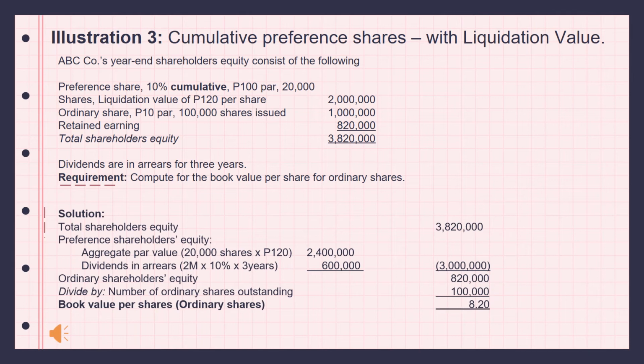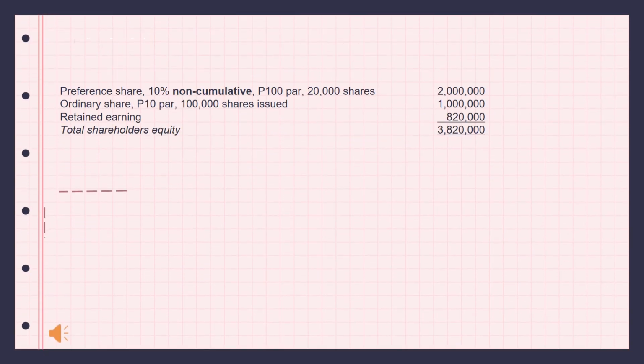So 20,000 shares times 120 liquidation value is equals to 2,400,000. Tapos yung dividends in arrear 600,000, kaya merong 3 million sa preference shareholders equity. Then subtract lang sa 3,820,000, kaya ang sagot sa ordinary shareholders equity ay 820,000. Then divide lang sa 100,000, kaya ang sagot ay 8.20.